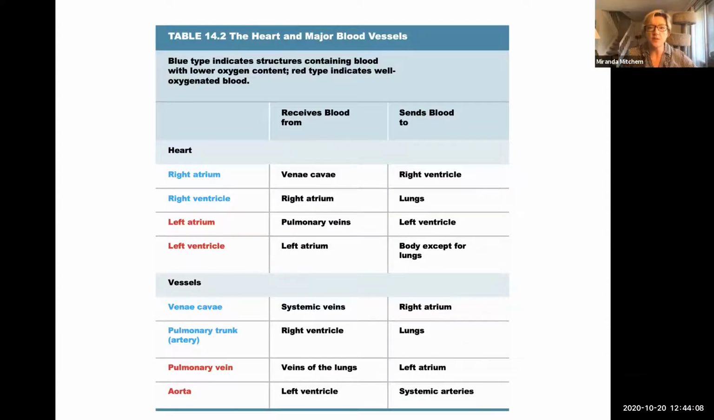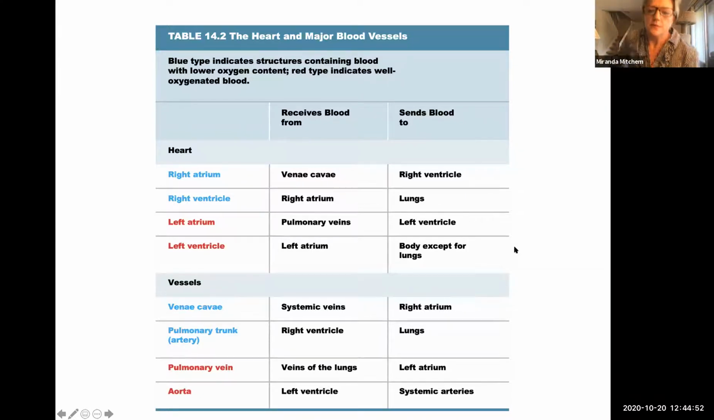Okay, so here's a little table that basically just organizes the flow of blood between the different chambers of the heart and the 4 major vessels coming in or out of the heart. So we've got our right atrium receives blood from the vena cava, and then it goes through that AV valve down to the right ventricle. Our left atrium receives blood from the pulmonary veins, and then drains the blood into the left ventricle where it then can be pumped out.